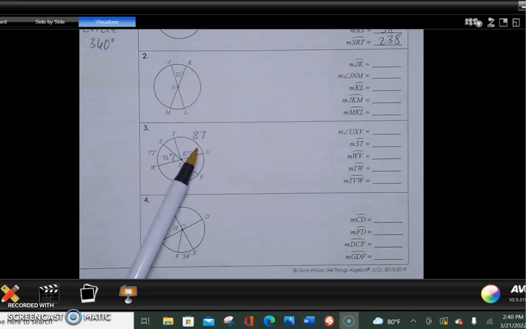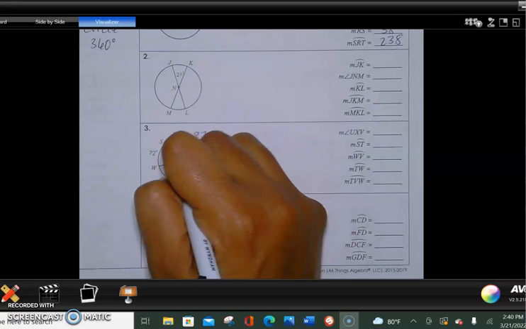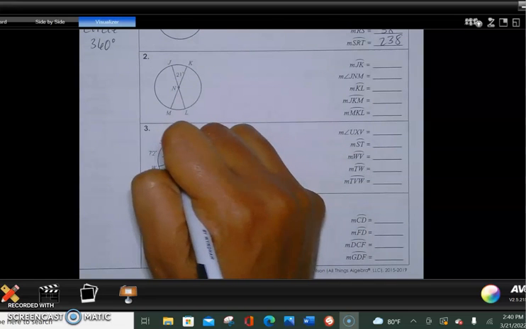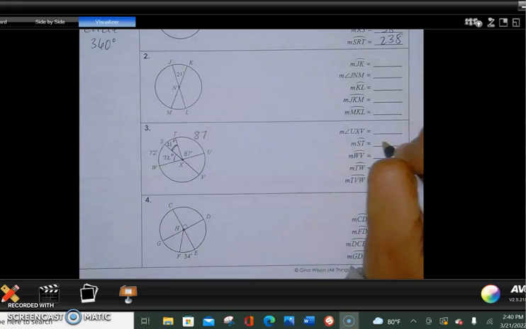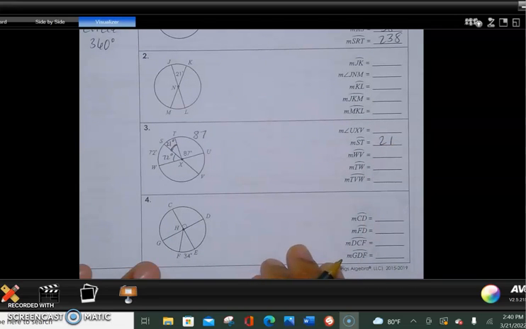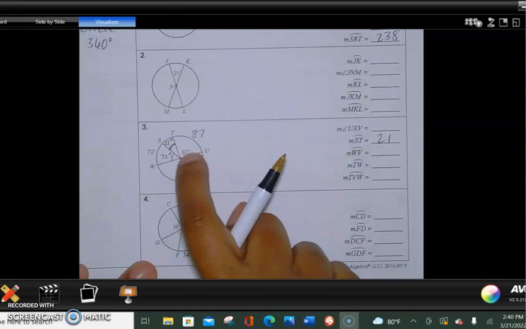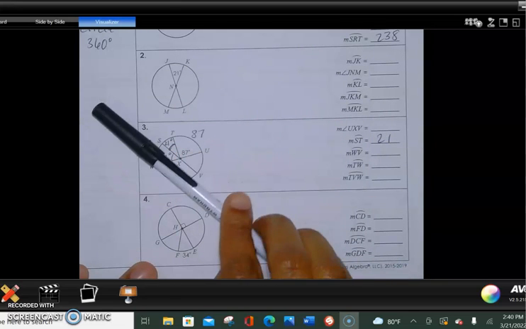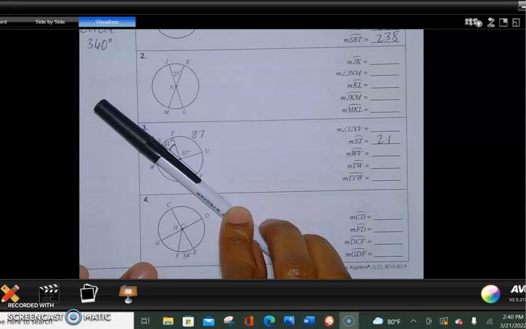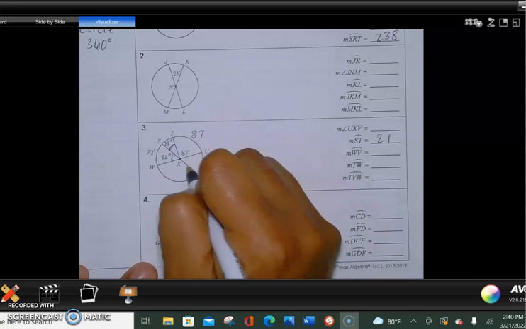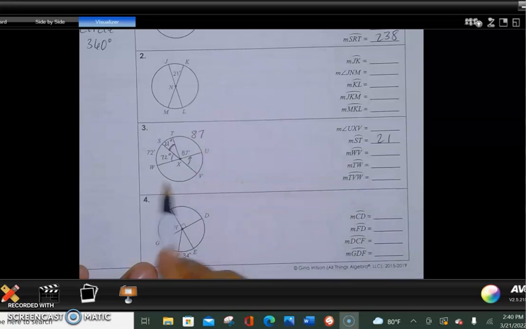The sum of 72 and 87 was 159. I subtracted that from 180. So this piece right here is 21 degrees. So the measure of ST is 21. Okay, so now I have all three of these pieces. And like I said, I'm going to definitely look here and go, oh, look, this is half of the circle here. So I can definitely find this piece by saying 21 plus 87, which is 108.